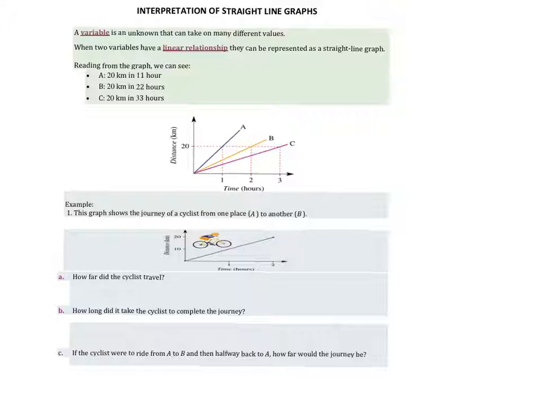And you can see there three linear relationships, A, B, and C, so three straight lines. When the distance travelled is 20 kilometres, you can see it took A 1 hour, B 2 hours, and C 3 hours. So it's really important now that we're able to read information off our graphs. Let's take a look at this basic example here.